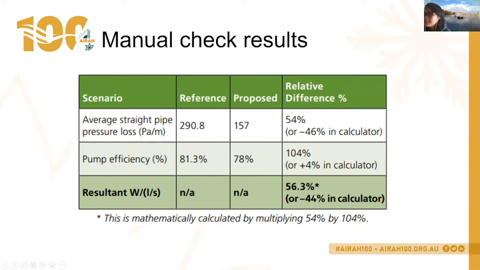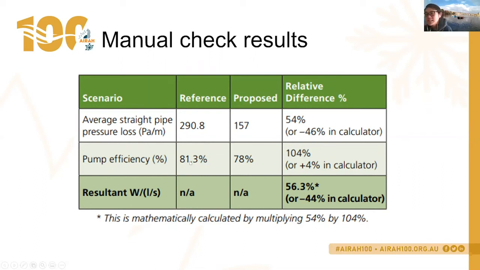So the relative difference is calculated for the straight pipework pressure loss. I've just taken 157 divided by 290.8. So it tells me that my straight pipework pressure loss is 54% of my reference, or in the calculator you see it's 46% better than my reference system.